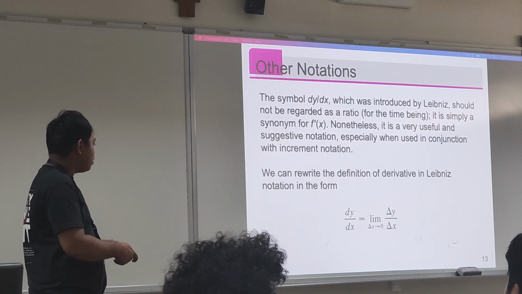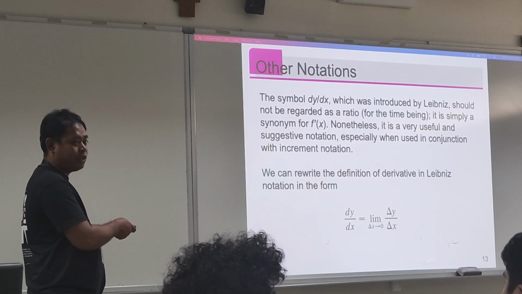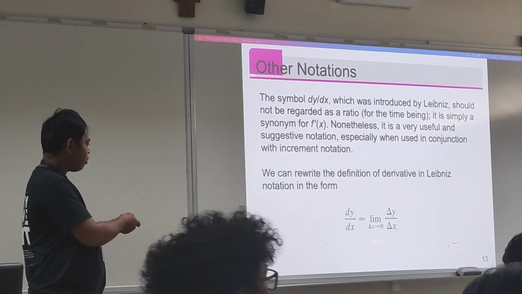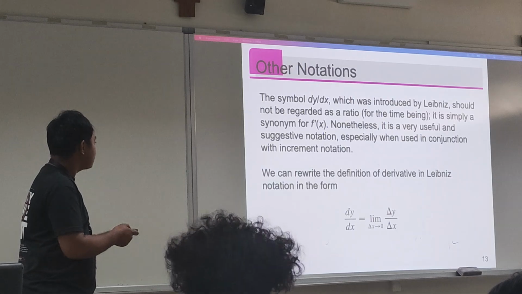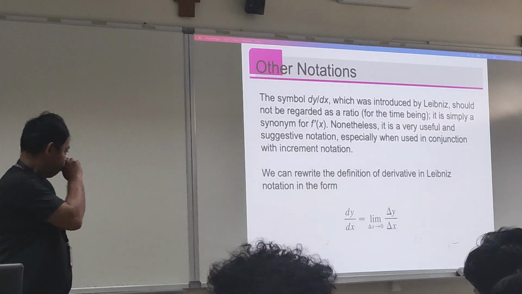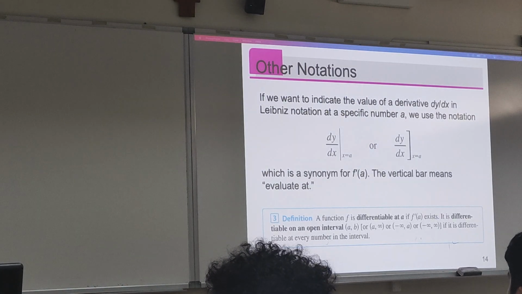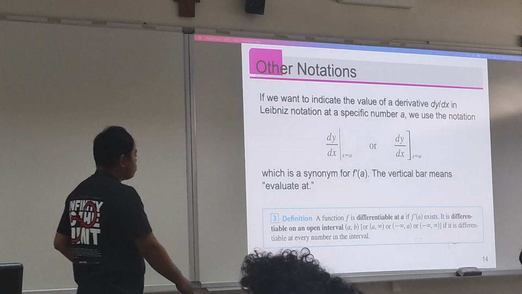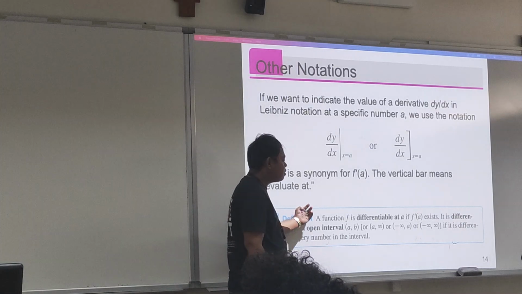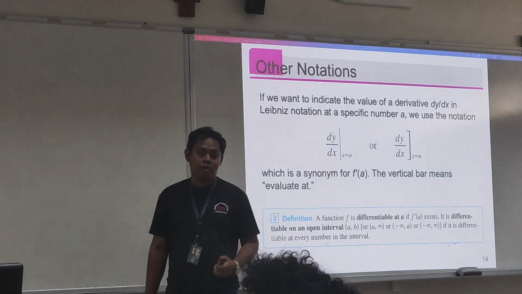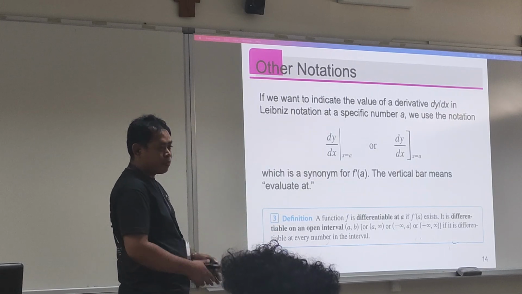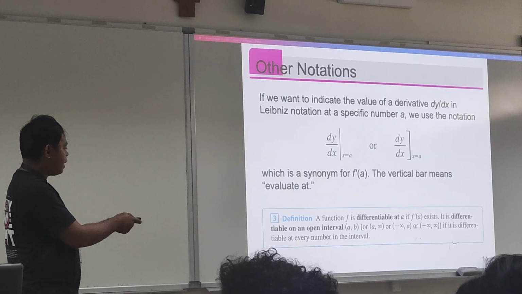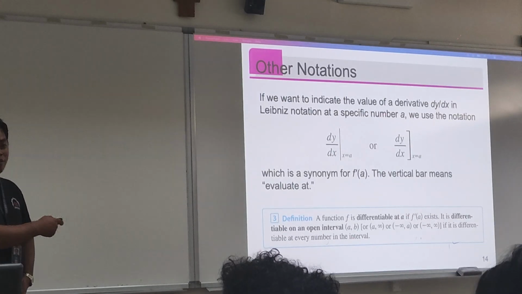So in this notation, we have this given form, dy over dx. And this is just the limit of delta y over delta x as delta x approaches 0. So we have now this definition. When can you say that your function is differentiable at a given number? So we have this definition: a function f is differentiable at a if f prime of a exists.